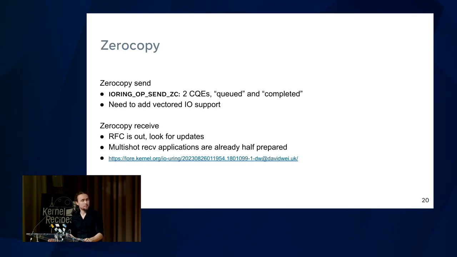Just a quick note that io_uring is still developing, and it still serves as a kind of sandbox for different ideas and approaches. We already have some zero copy inside for send. We also have an RFC out in the mailing list for zero copy recv. It's ongoing work. And I would say if you are using multi-shot recv, you are already kind of half prepared for the zero copy recvs. I think there should be a talk at the next NetDev about this stuff.